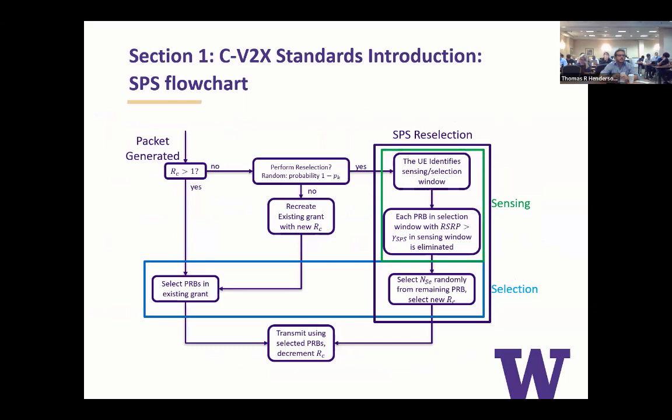In sensing, the UE first identifies the selection window and corresponding sensing window. The selection window is a set of PRBs that it can select new resources from, and the sensing window is the set of PRBs, one resource reservation interval before. For each PRB in the selection window, the UE checks to see if the RSRP is above gamma SPS in the corresponding PRB in the sensing window, and if it is, it excludes that resource. Then, once all resources are excluded, the UE selects NSE of the remaining resources randomly.